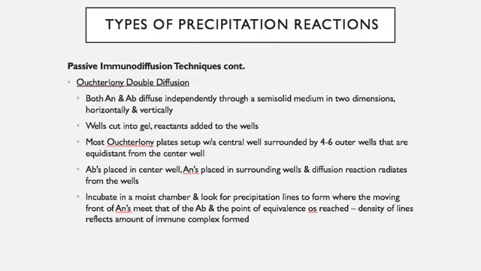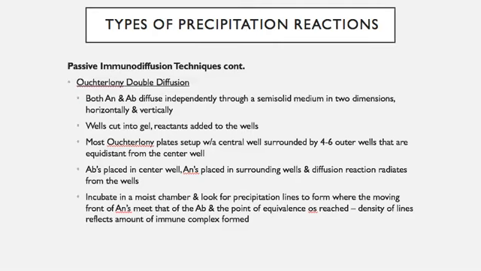Okay, Auchterlonie double diffusion. So in this type of testing, you've got both antigen and antibody that diffuse independently through a semi-solid medium in 2 dimensions, so that they're diffusing both horizontally and vertically. So again, you've got wells that are cut into the gel, and the reactants are added to the wells. Most Auchterlonie plates are going to be set up with a central well that's surrounded by 4 to 6 outer wells that are equidistant from the center well.